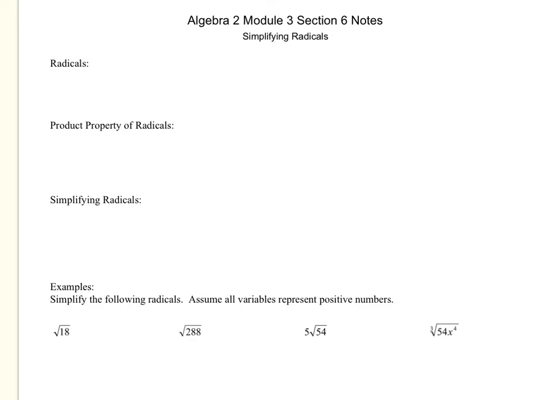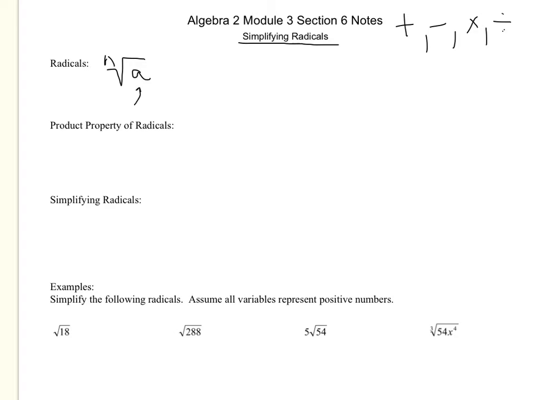Okay, in section 6 we are going to talk about simplifying radicals. Then we're also going to begin to do operations on radicals, which would be adding, subtracting, multiplying, and eventually will lead to a kind of dividing in the next section. So if you recall, a radical is just a name we give to the nth root of something.